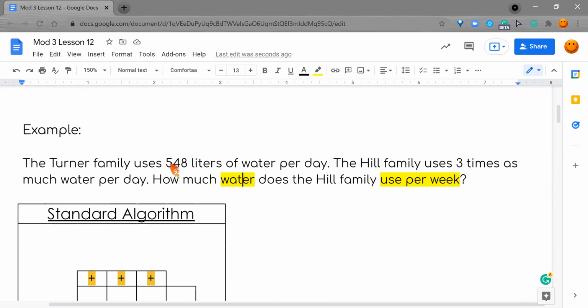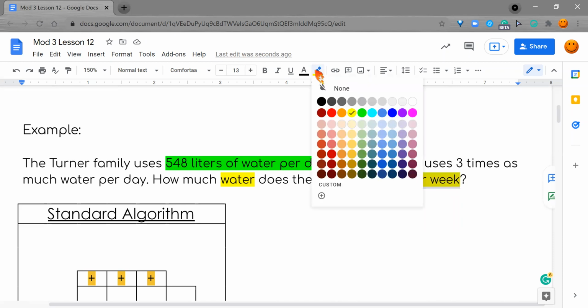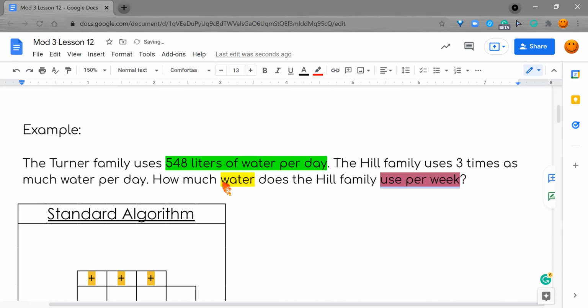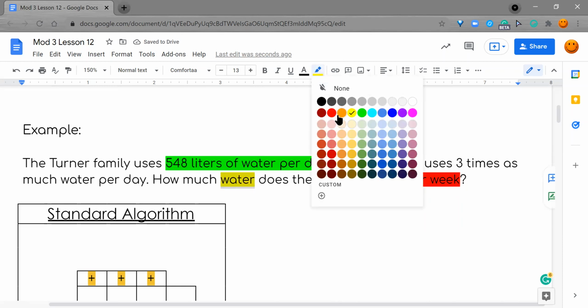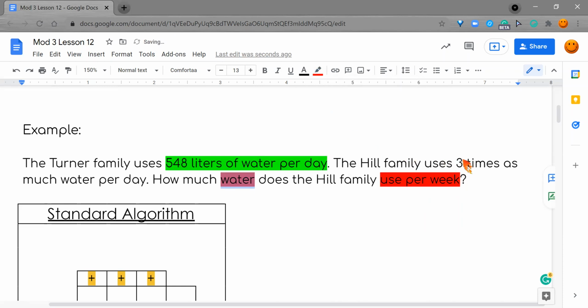So it says the Turner family uses 548 liters of water per day. So right here, I'm going to highlight this because this is our starting off point. And then I'm going to quick fix this so that it's not yellow because this is where we kind of stop. This is our last thing we need to do. But the Hill family uses 3 times as much water per day. So now I'm going to quick highlight this because this is the next step. So we know how much the Turner family uses each day, and we know that the Hill family uses 3 times as much. So let's find out how much water they use in a day.